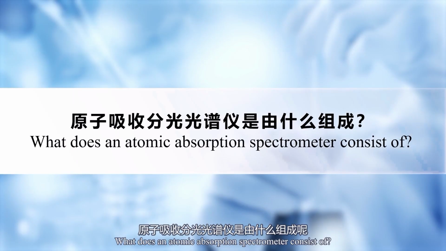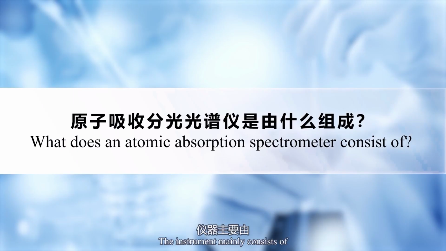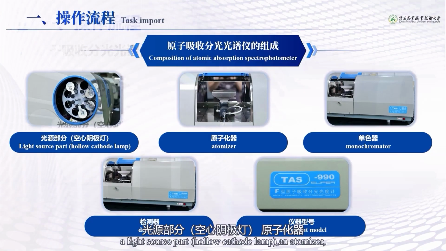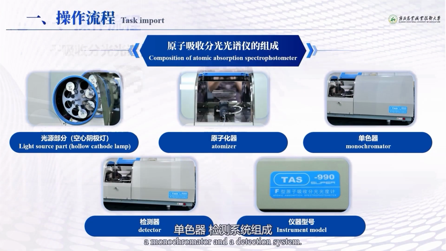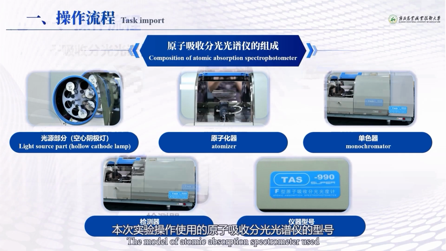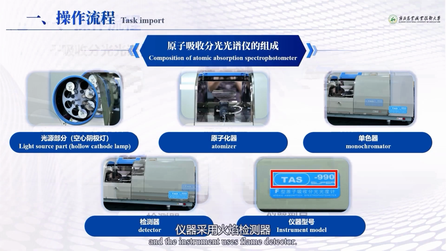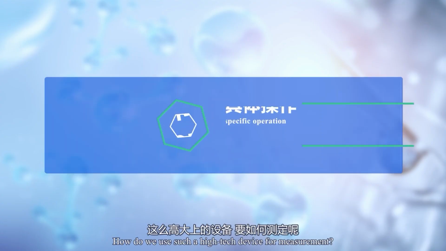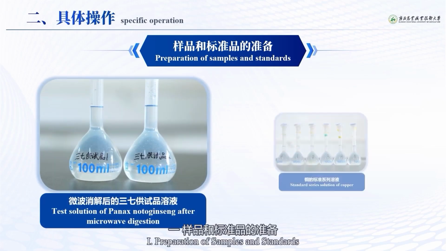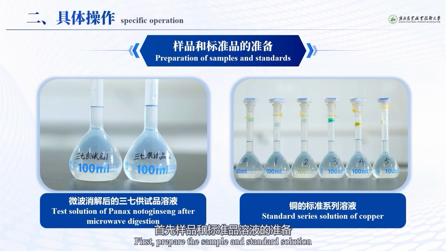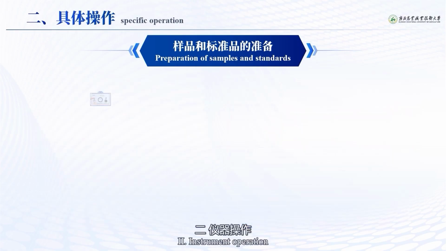What does an atomic absorption spectrometer consist of? The instrument mainly consists of a light source, a hollow cathode lamp, an atomizer, a monochromator, and a detection system. The model of atomic absorption spectrometer used in this experiment is Beijing PERSEE AAS 990, and the instrument uses a flame detector. How do we use such a high-tech device for measurement? One, preparation of samples and standards. First, prepare the sample and standard solution: the Panax notoginseng test solution after microwave digestion, and the standard series solution of copper. Second, instrument operation.